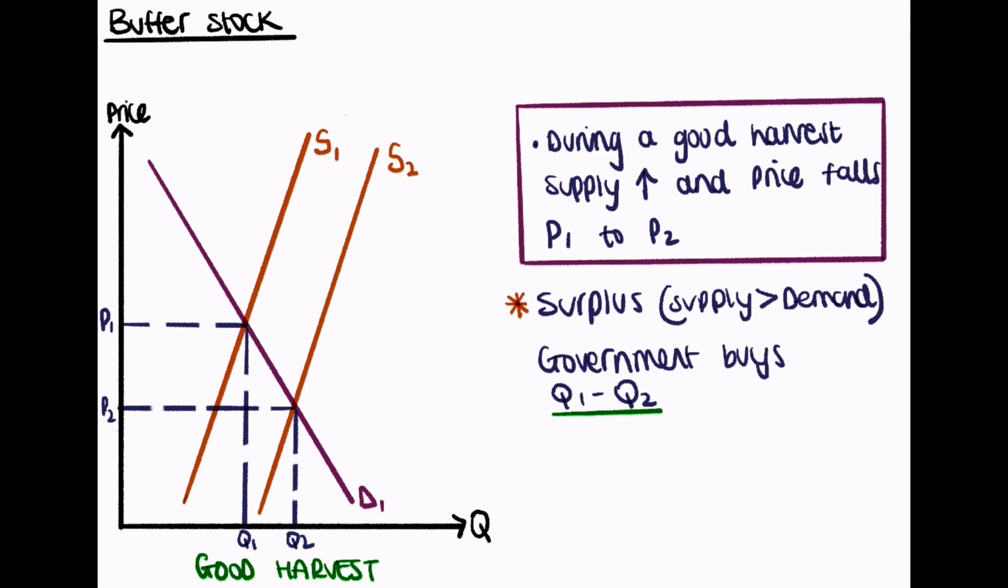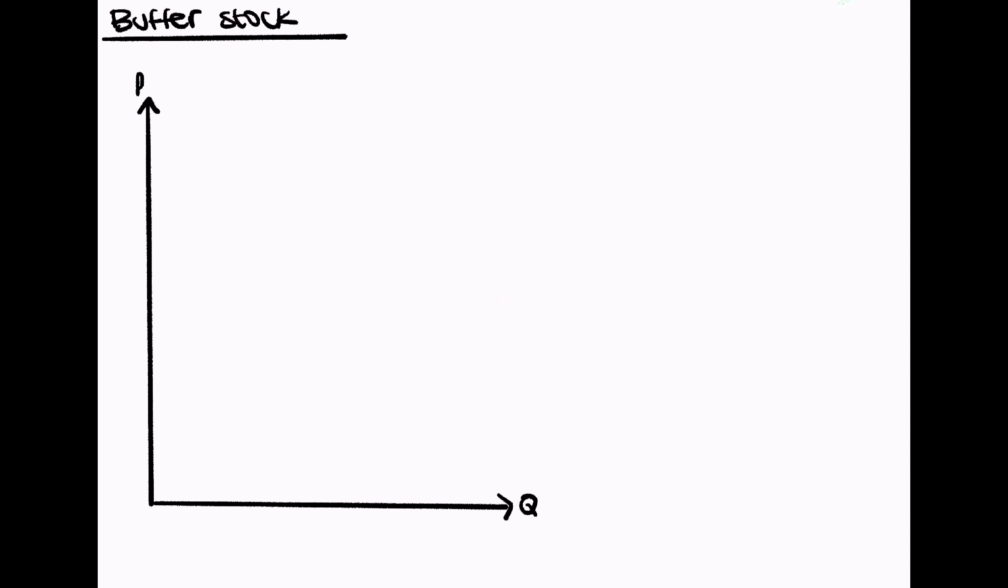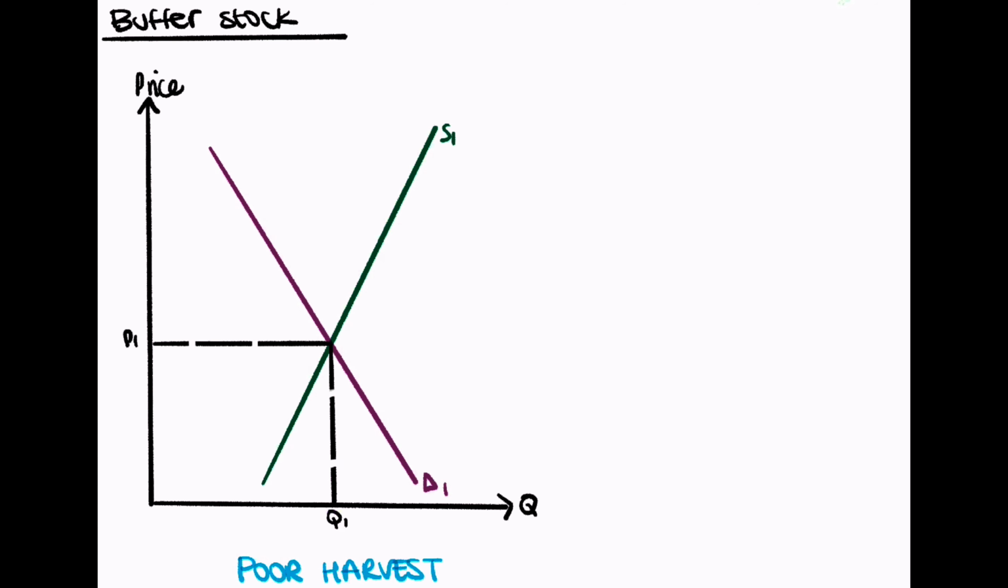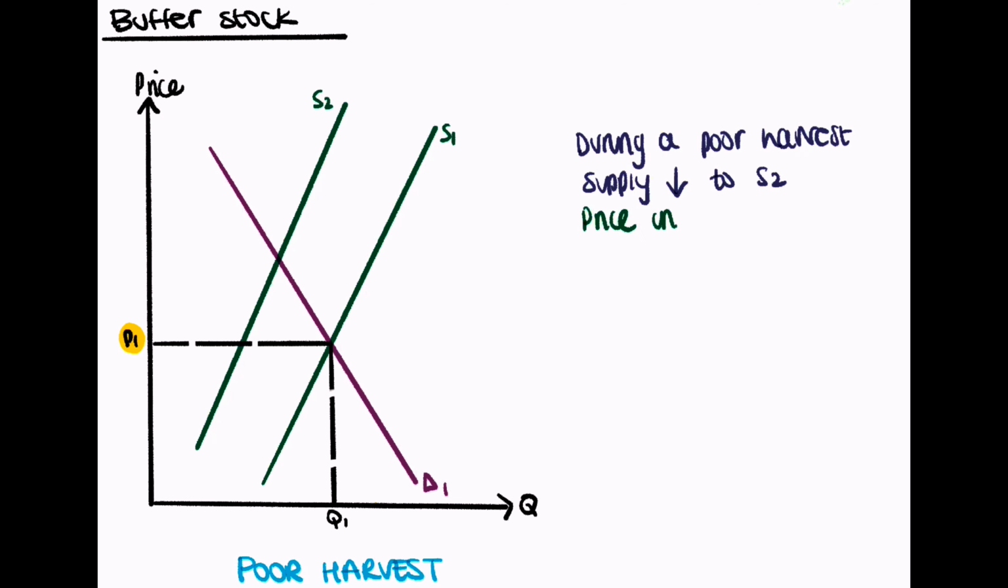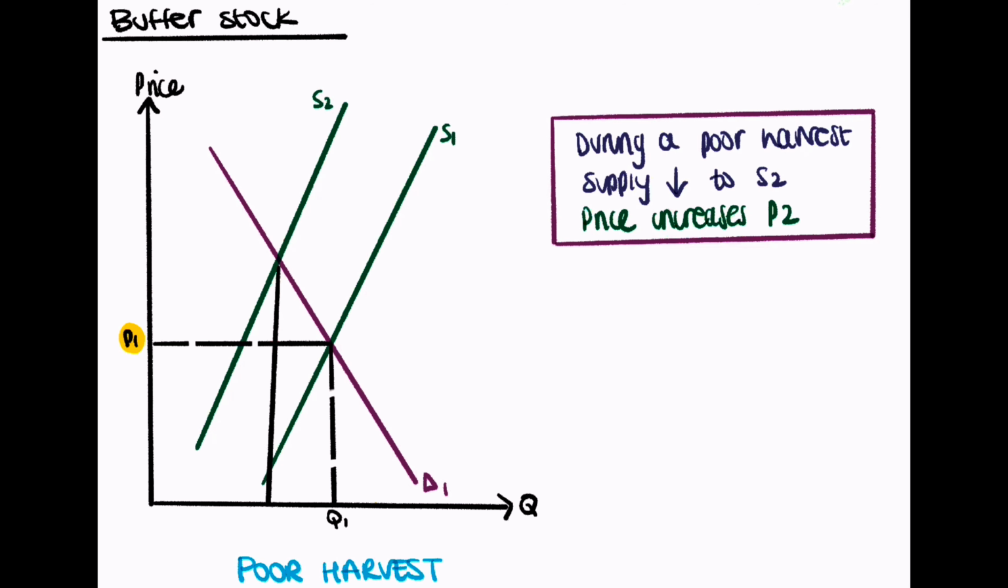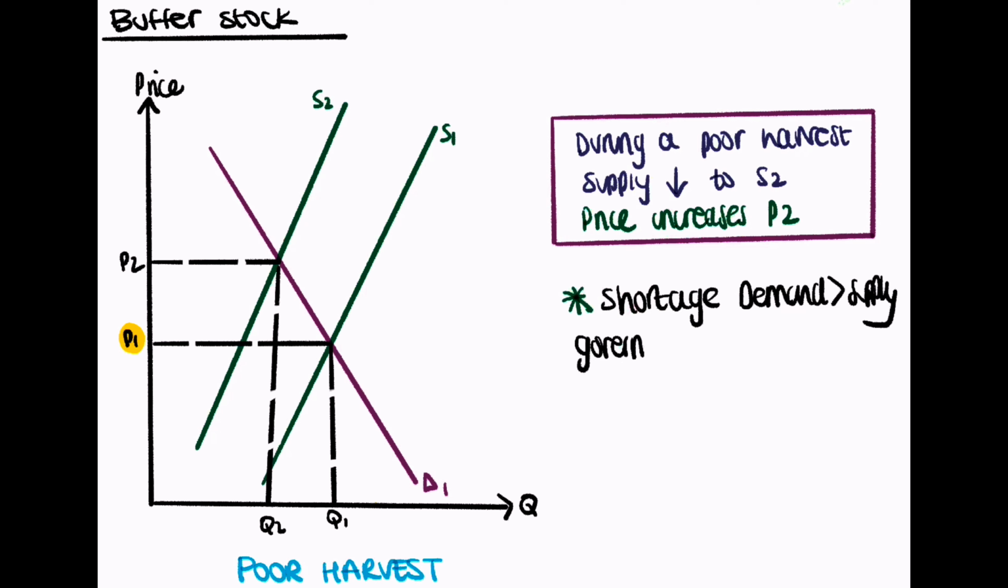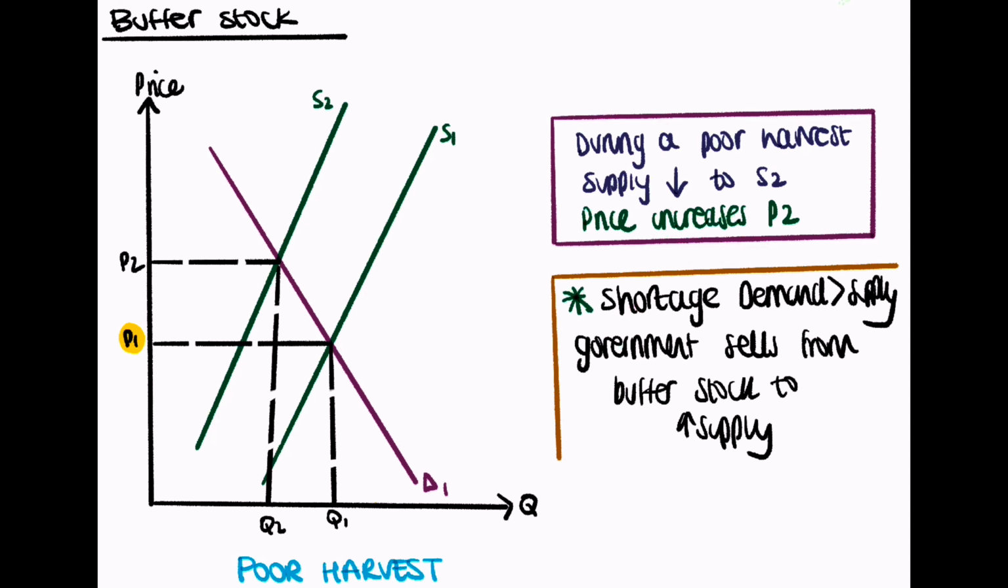And when the harvest is poor, perhaps due to unpredictable weather conditions, supply would actually shift to the left. And we know when supply shifts to the left, this causes price to increase. To maintain the price at price point 1 and increase supply, the government can now sell the commodities which it previously bought from the buffer stock. This would shift the curve back to supply curve 1 and keep the price at price point 1.